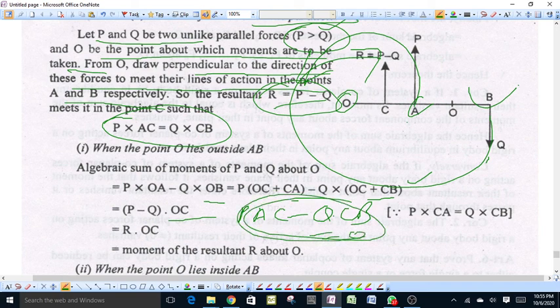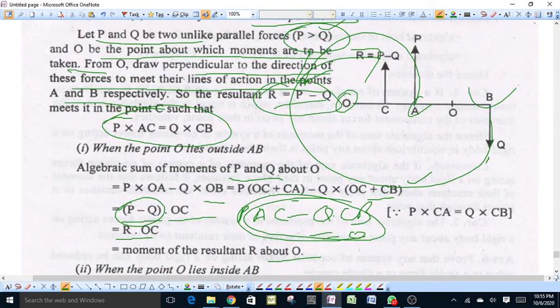Therefore, the algebraic sum of the moments of P and Q about O is equal to (P minus Q) into OC, and this P minus Q is equal to R. Therefore, the algebraic sum of moments of P and Q about O is equal to the moment of their resultant about the point O.